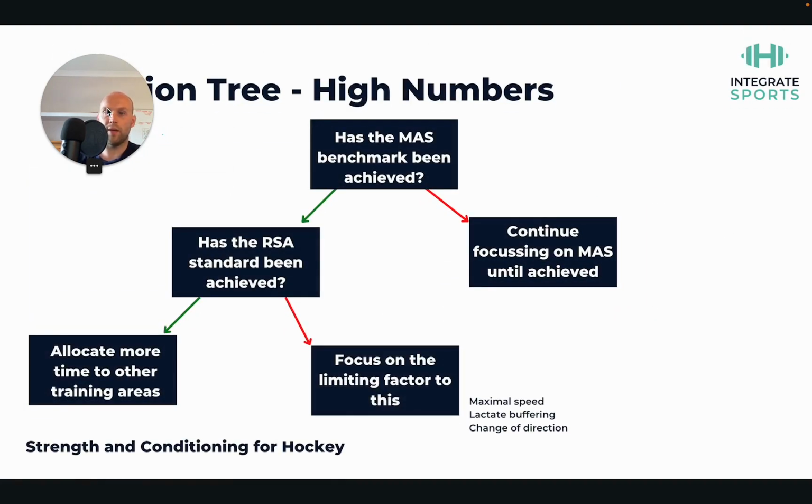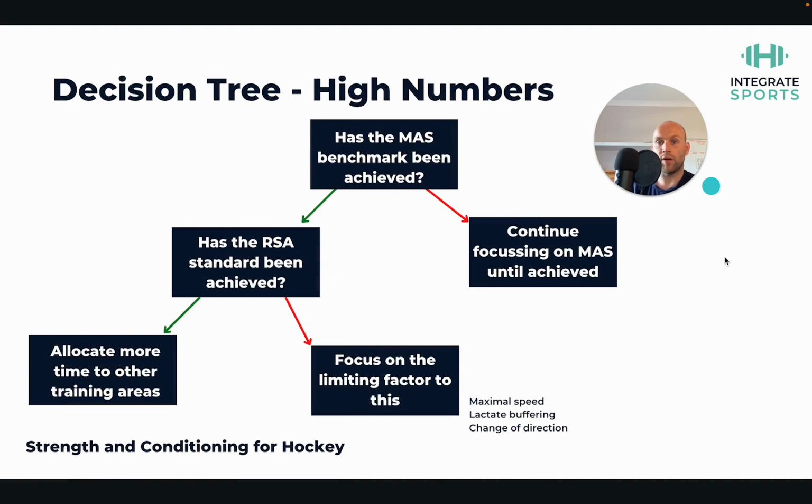And this is now a decision tree based on high numbers. Let's say you've got a whole squad and it becomes pretty hard to go through that process for 25 athletes, every single week or every single training block. Instead, you can base this on a decision tree like this.